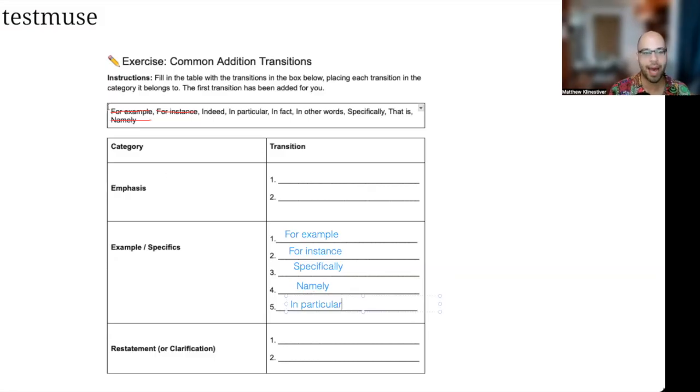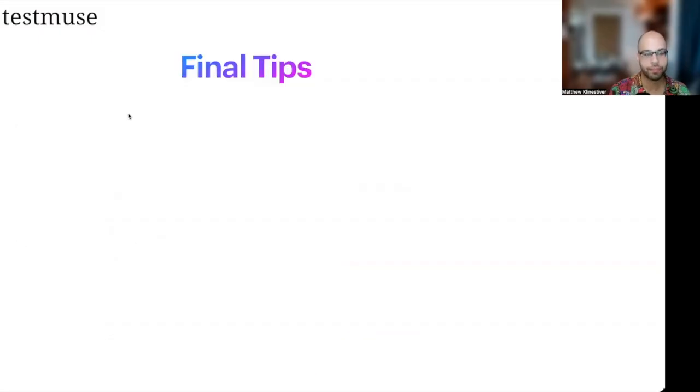For emphasis, we had two that we talked about that mean the same thing. Those are "indeed" and "in fact." So I'm going to eliminate those. And then obviously for restatement and clarification, we had "that is" and "in other words." Right, sounds good. Let's move along.